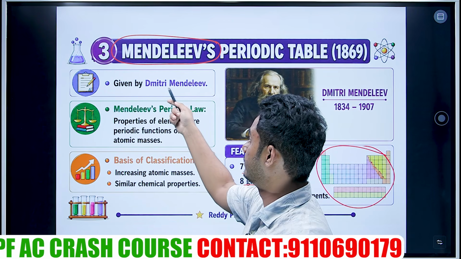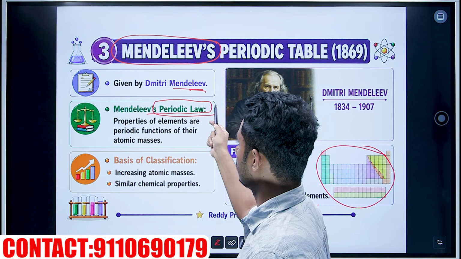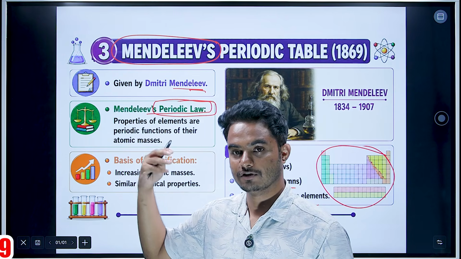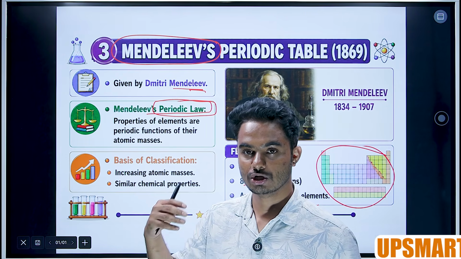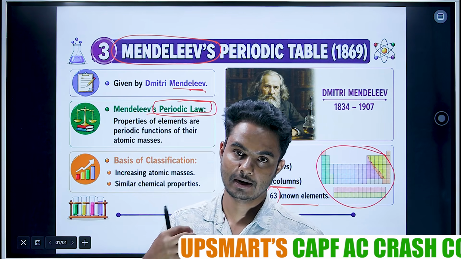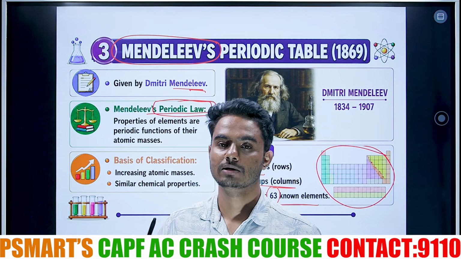And it was given by Dmitry Mendeleev. He assumed Mendeleev's periodic law. Again, this will repeat a number of times. The first person, Newland, he also assumed atomic mass. Before the triad principle also assumed atomic mass. Similar properties.